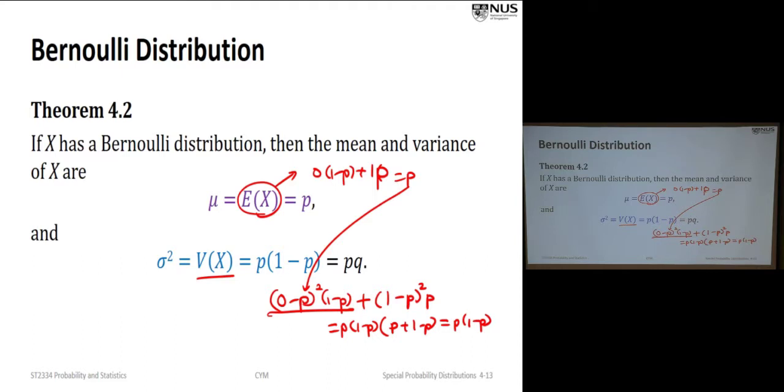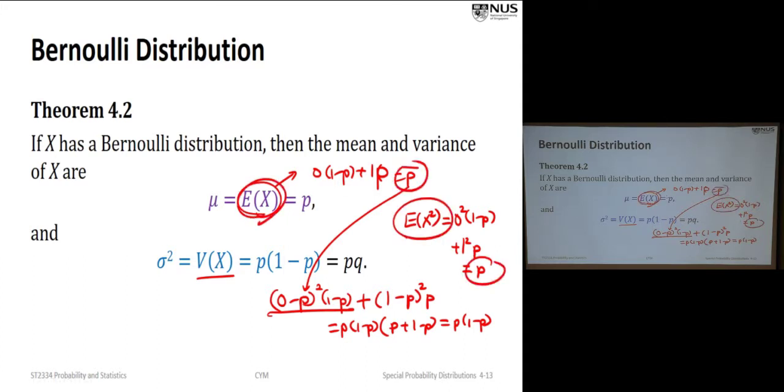All right. Alternatively, we can work on the expectation of x squared. So it's 0 squared times 1 minus P plus 1 squared times P. So what do we get? P, right? So what is the variance? The expectation of x squared equals P, and the expectation of x also equals P. So does it mean that the variance of x equals 0? Both are P.